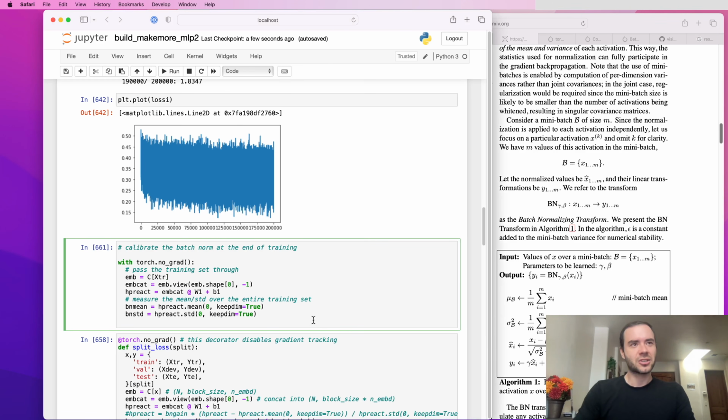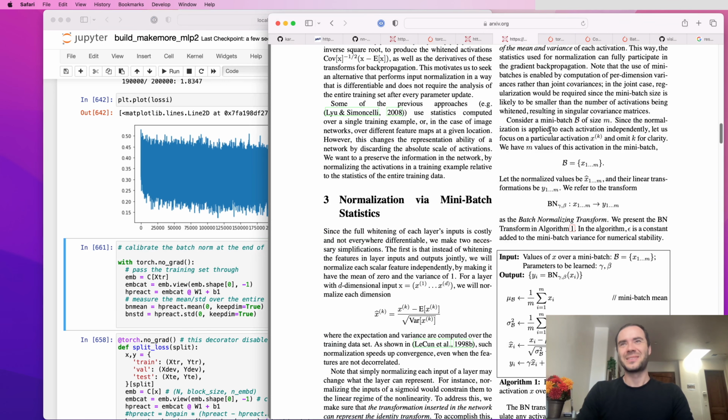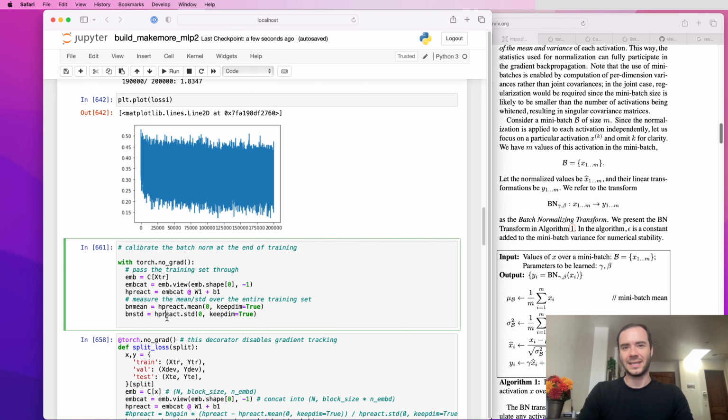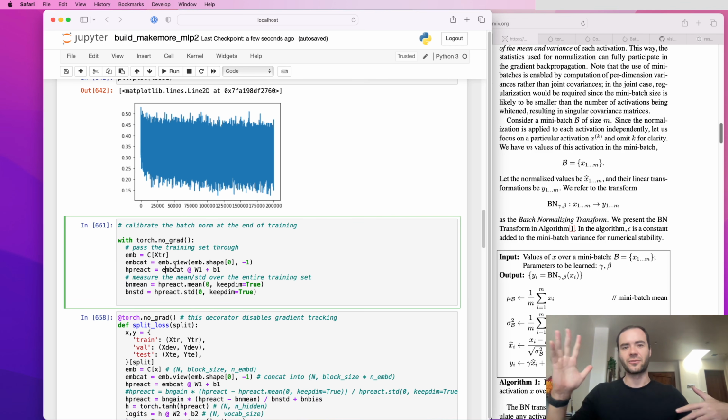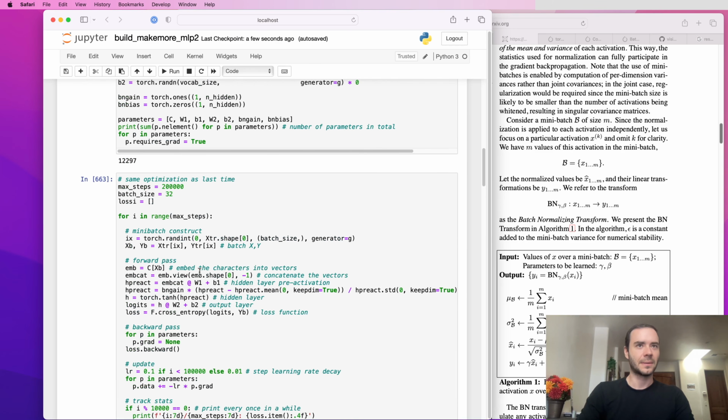That said, nobody actually wants to estimate this mean and standard deviation as a second stage after neural network training because everyone is lazy. And so this batch normalization paper actually introduced one more idea, which is that we can estimate the mean and standard deviation in a running manner during training of the neural net. And then we can simply have a single stage of training. And on the side of that training, we are estimating the running mean and standard deviation. So let's see what that would look like.